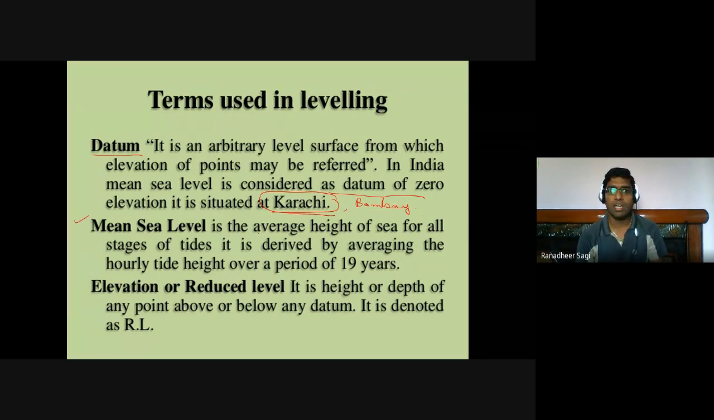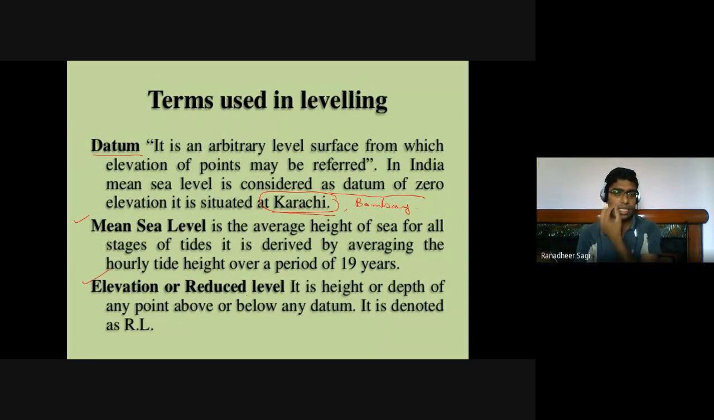Next, mean sea level. What do we mean by mean sea level? Earlier also I have talked about it. It's the average tidal height of that particular sea, for every hourly data collected over a period of 19 years. Over that period of 19 years, for every hour the tidal position of that particular sea is measured, and the average of all that data is calculated. That average position is what is considered as your mean sea level, which we in turn consider as your reference datum for measuring the elevations of various points.